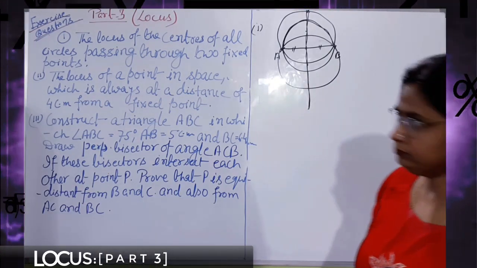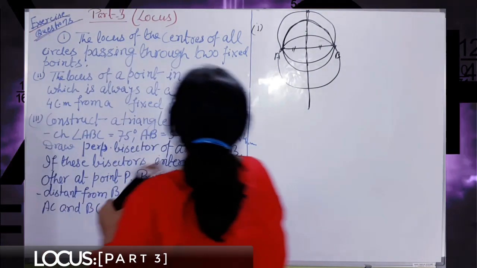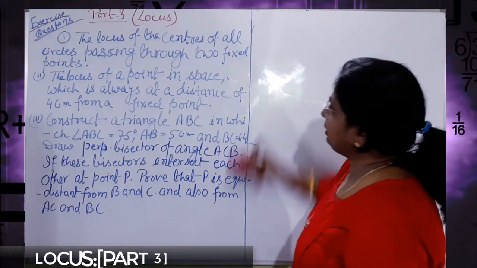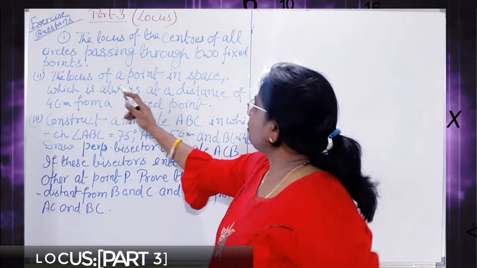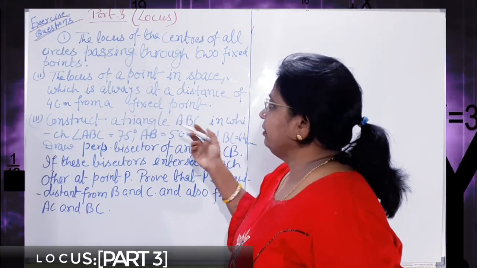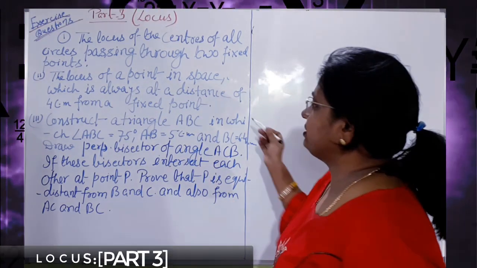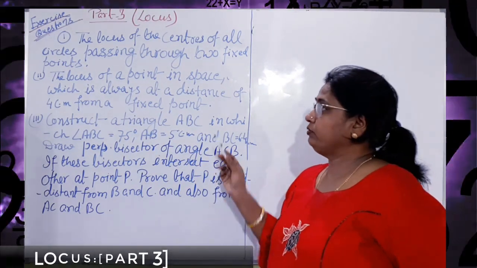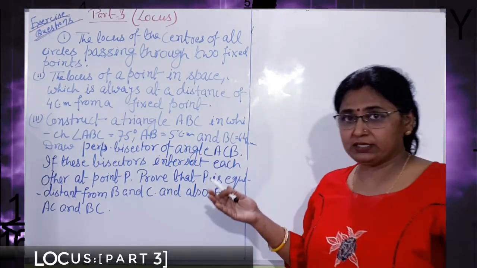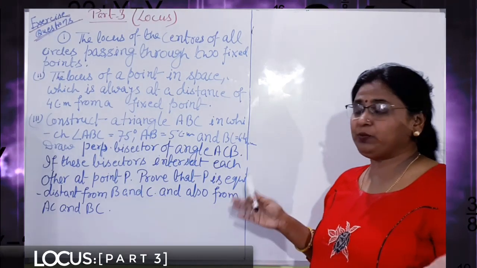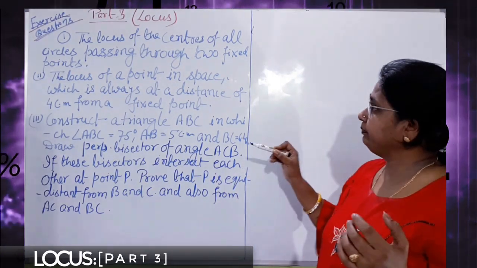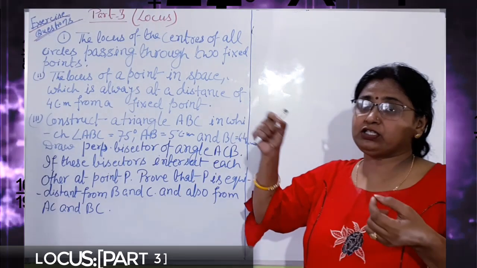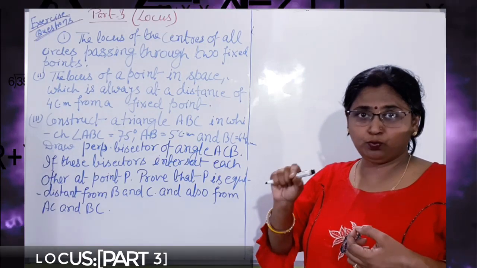Second number. Understood. First number. Now second number is the locus of a point in a space which is always at a distance of 4 centimeter from a fixed point. Their question is in a space, and already I had explained you the locus of the moving point equidistant from a fixed point.